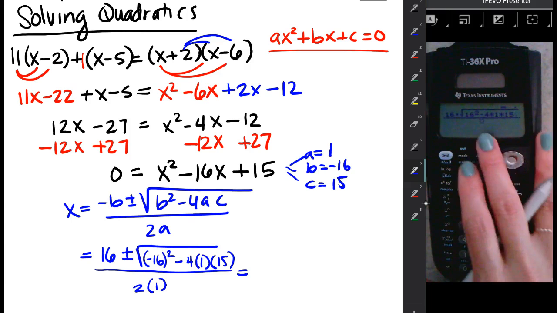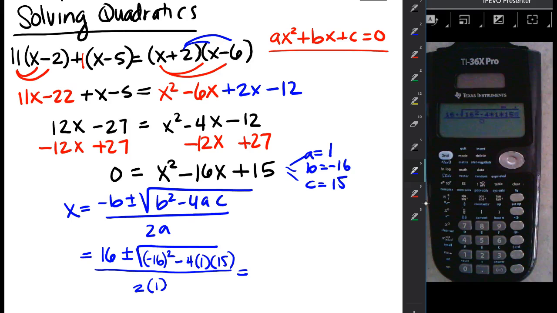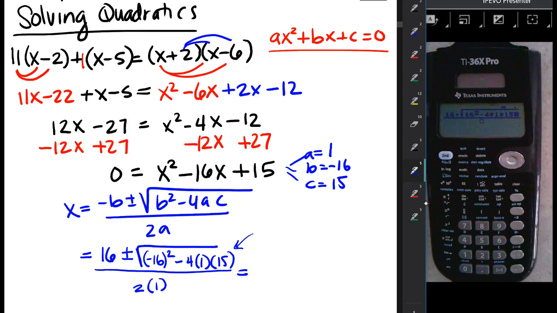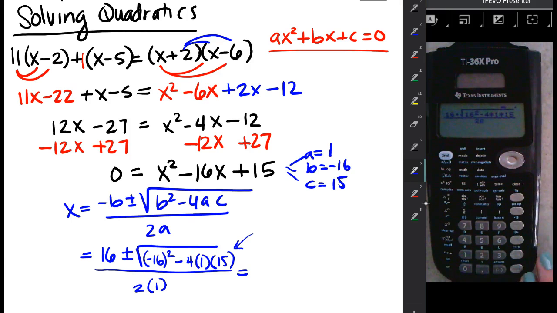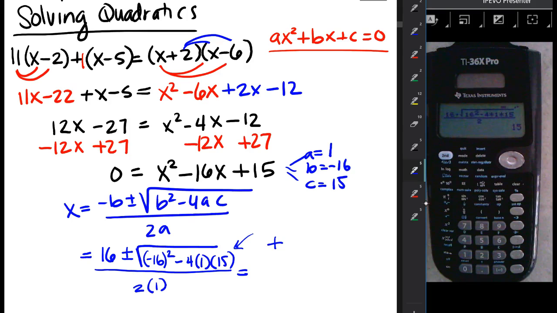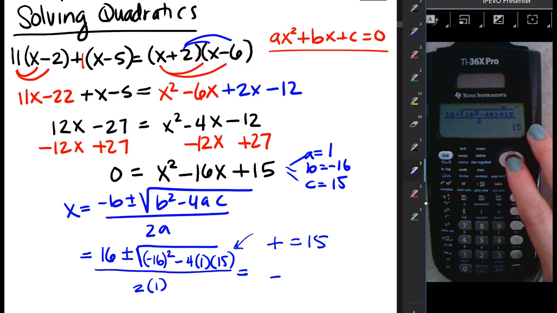You can do the parentheses so it looks just like what you have written here, or you can just realize it's all multiplication and use the multiplication symbol. And this is all over 2. The plus version of this is equal to 15. The minus version, what does that give us?